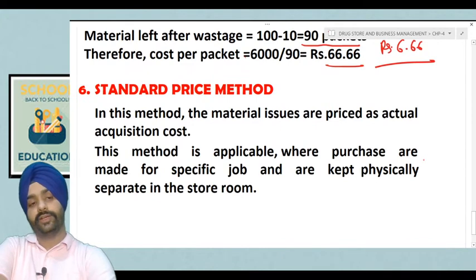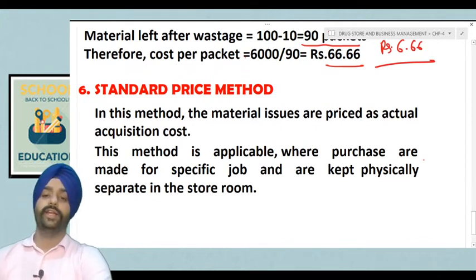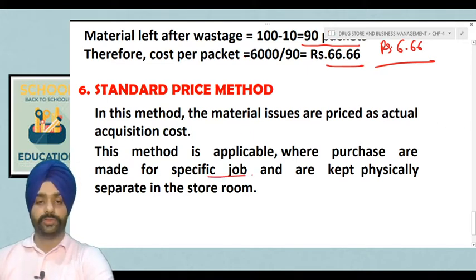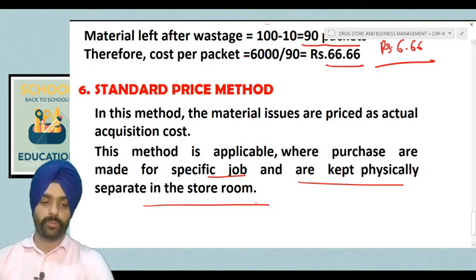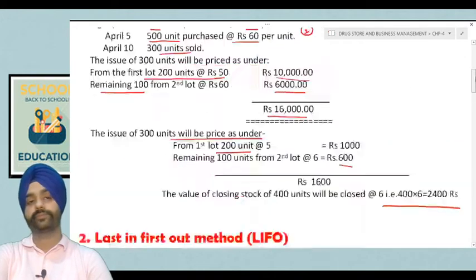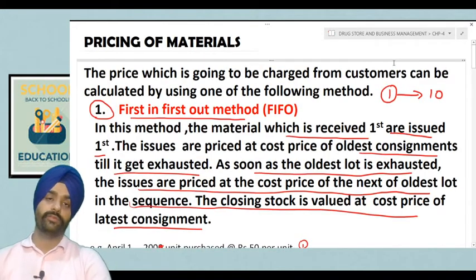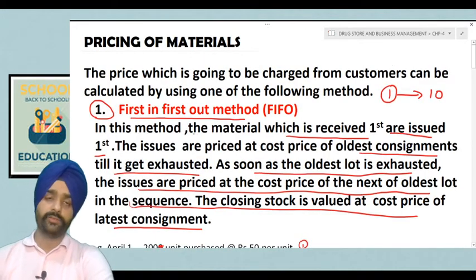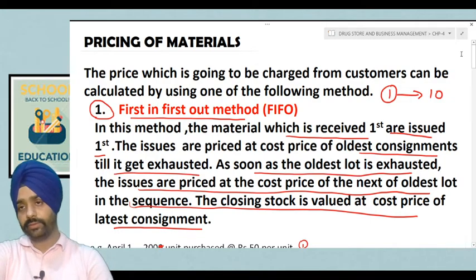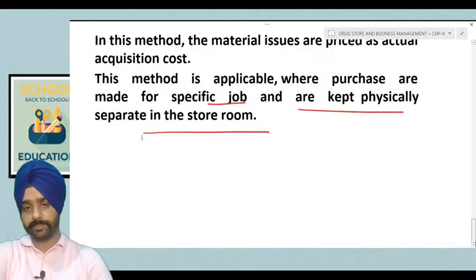The last is the standard price method. In this method, the material issues are priced as actual acquisition cost. This method is applicable where purchases are made for a specific job and are kept physically separate in a storeroom. So these were all about the various pricing methods of materials. You are all familiar now with the various methods of pricing.